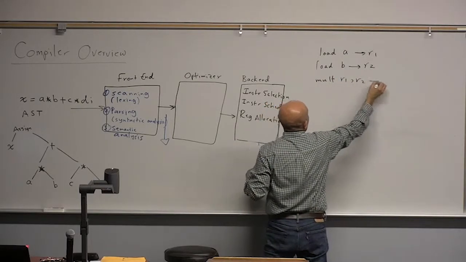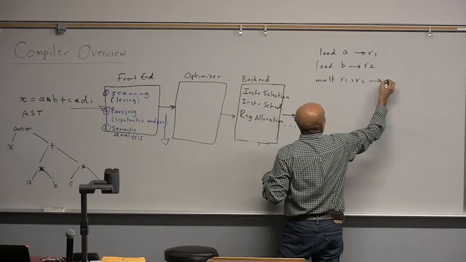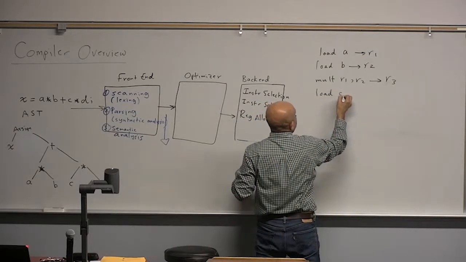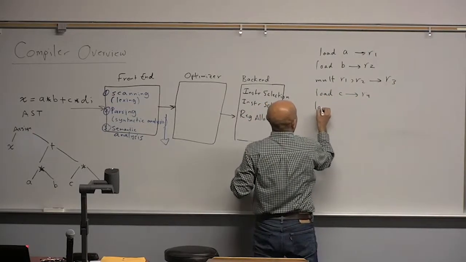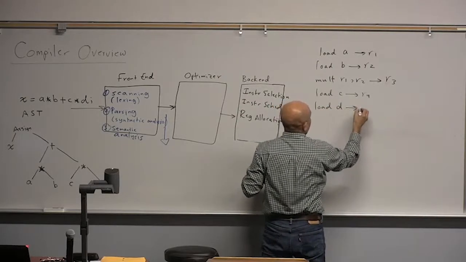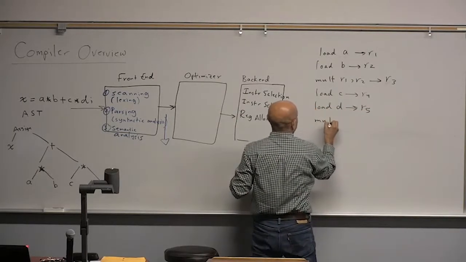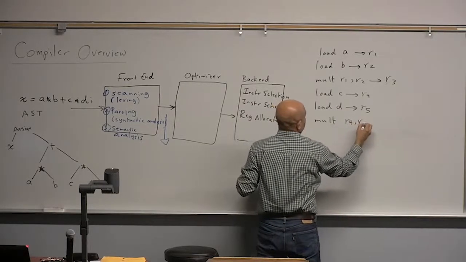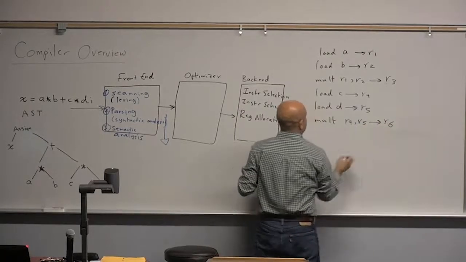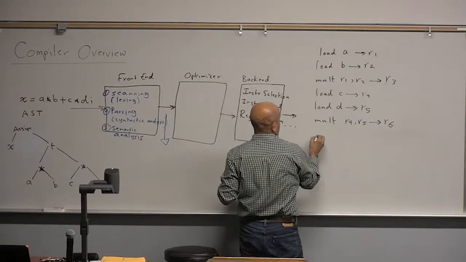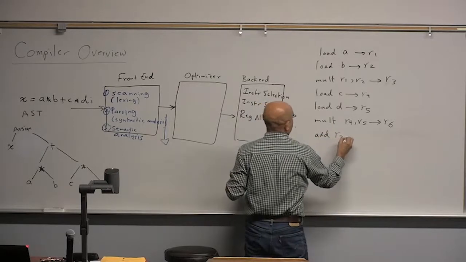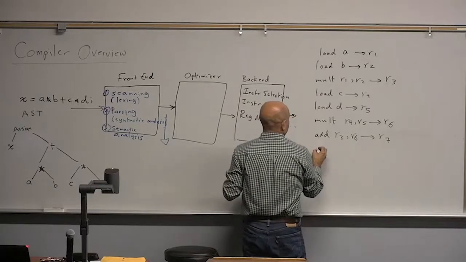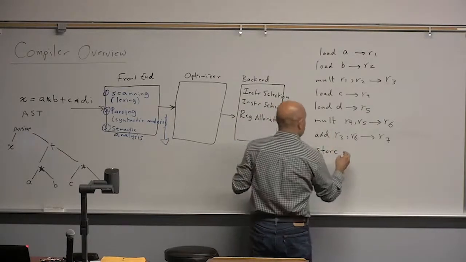R1 and R2 and putting the result in R3, and then loading C into register R4 and loading D into register R5, then multiplying R4 and R5 and putting that in R6, then adding R3 and R6, putting it into R7. And then storing R7 into X.